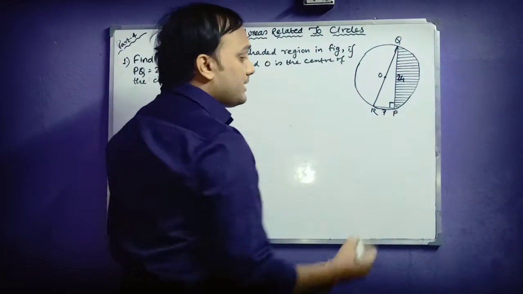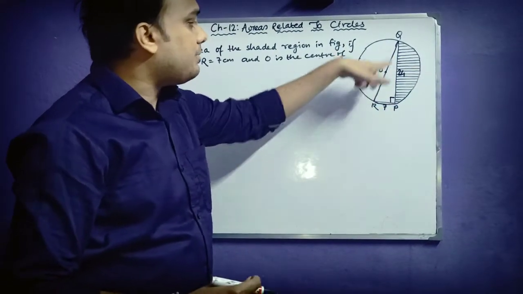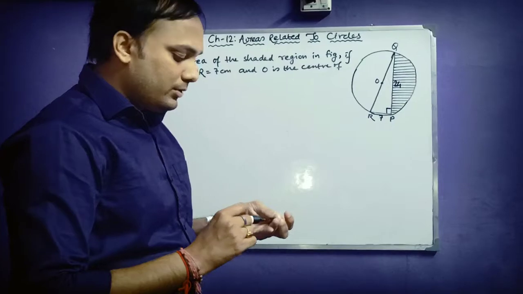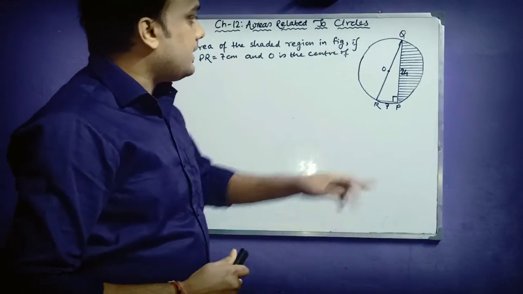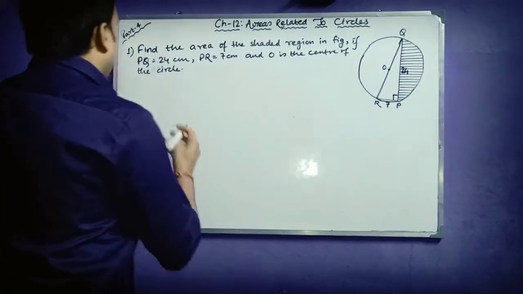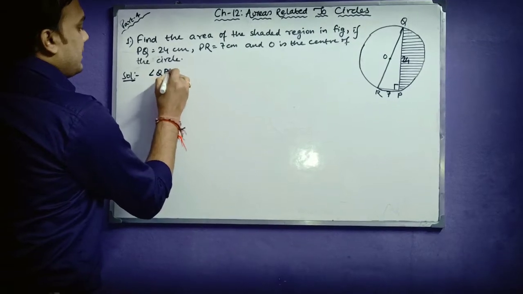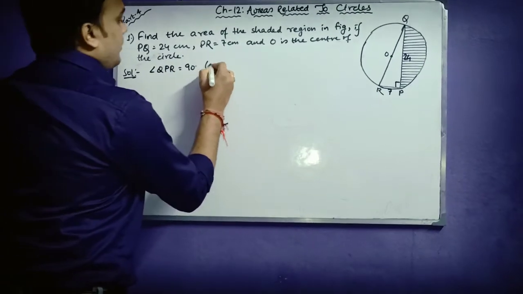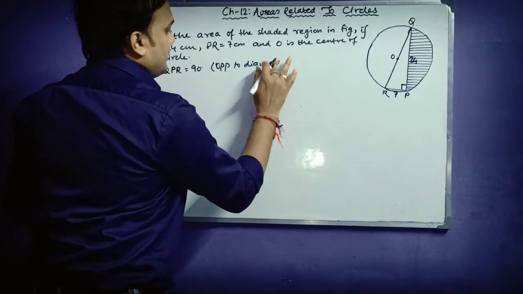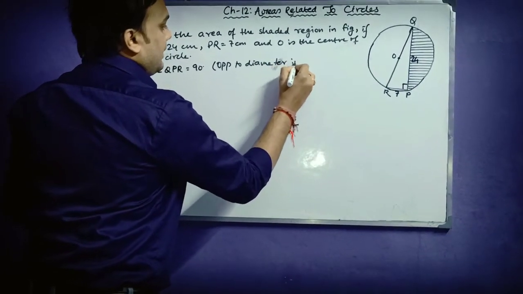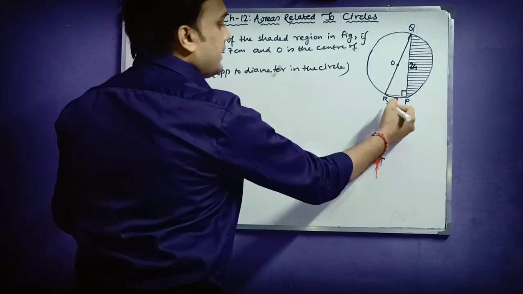Now what is the reason that angle QPR is 90 degrees? Because this angle is subtended by the diameter, and we all know that the angle opposite to the diameter on the circumference is 90 degrees. So we will write: angle QPR equals 90 degrees, angle opposite to diameter in the circle. That is the reason why QPR is 90 degrees.